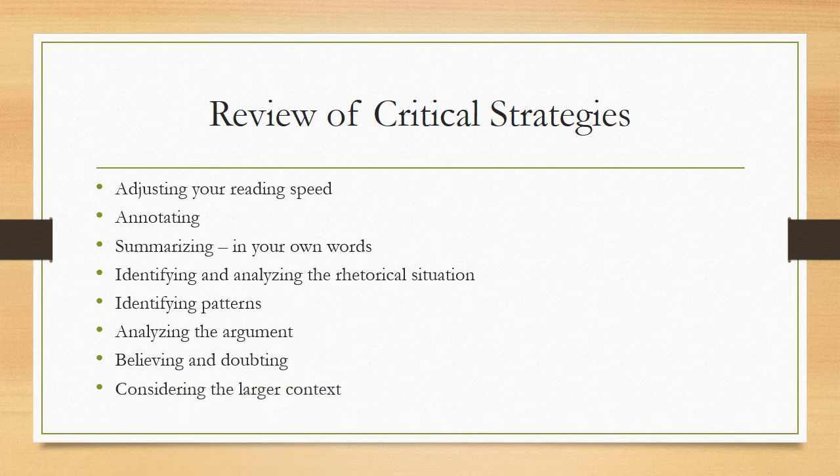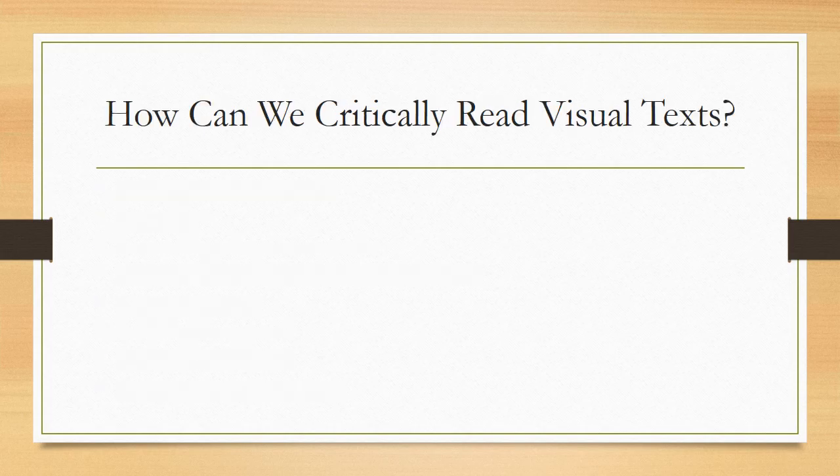Finally, consider the larger context. Every writer has influences. We talked about that in lesson 1 and 2. They can't escape their influences. So what culturally, historically, socially influenced the text that they created? All right, so let's take these terms and adapt them for a specifically visual medium.